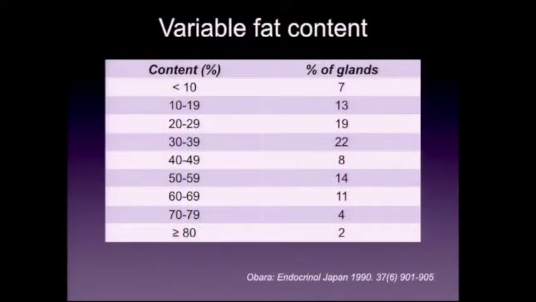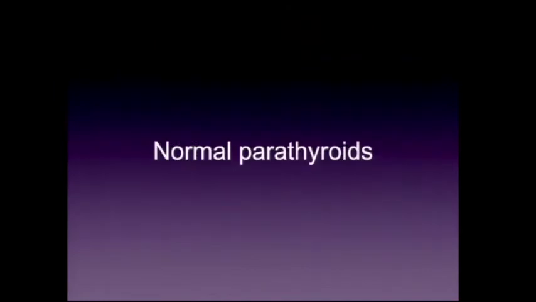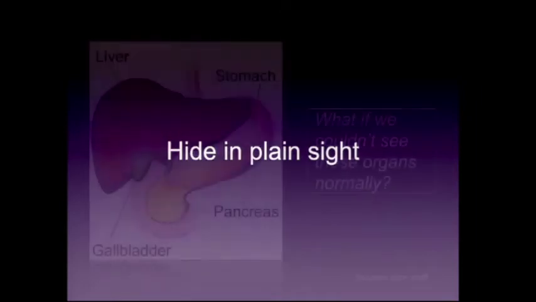There was a study from Japan in 1990 that showed variable fat content. You can see here on the left content in percent of fat versus number of glands, and certainly there is a high fat content in a significant number of parathyroid glands. So you take the two factors, they're small, they're variable in location, as well as being echogenic, and the way I like to put it is normal parathyroids essentially hide in plain sight. They're there, we just can't see them.